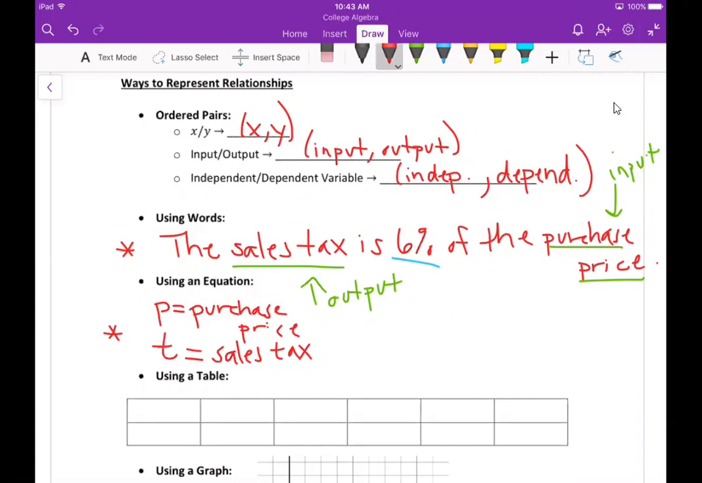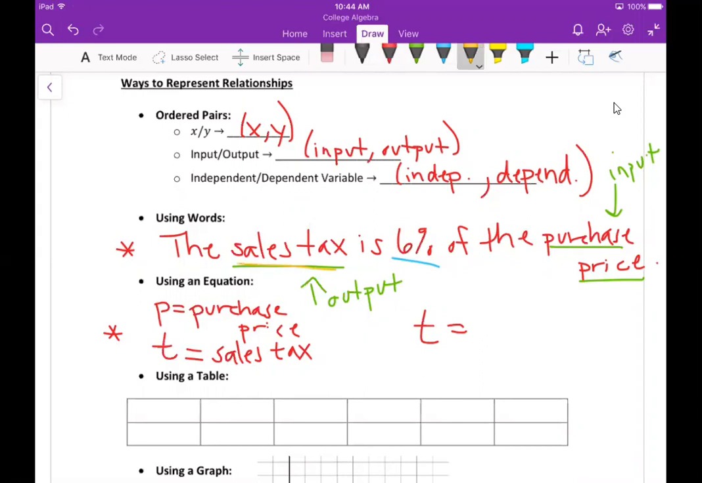Now, one thing to look at that makes this a little bit easier is that typically our output variable will be by itself. So I'm going to try and solve for my sales tax. So that should be in terms of the purchase price somehow. So on the right-hand side of this equation, I'm going to have my purchase price. But how would I calculate the sales tax knowing the purchase price and knowing that my sales tax is 6% of the purchase price? And I can kind of do that by looking through these words.